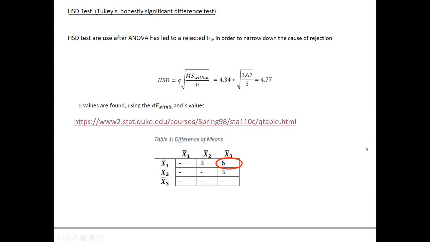Therefore, in this case, I will be able to say that the difference between group 1 and group 3 was the cause of rejection. In other words, groups 1 and 2 were not different from each other statistically at the 95 percentile. Groups 2 and 3 were not different from each other at the 95 percentile, but groups 1 and 3 were significantly different from each other at the 95 percentile, which led us to reject the null hypothesis based on the ANOVA testing.